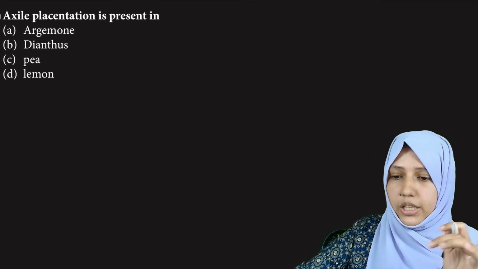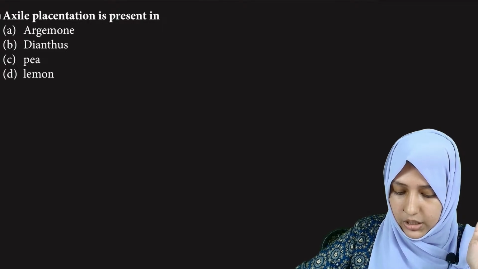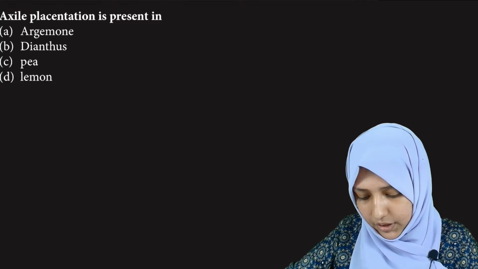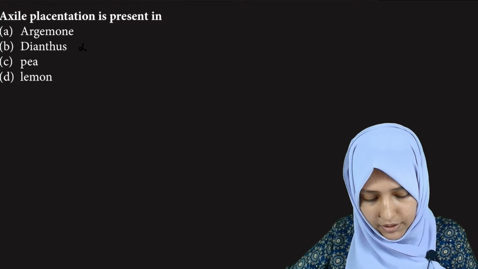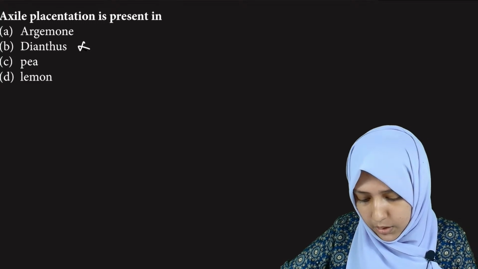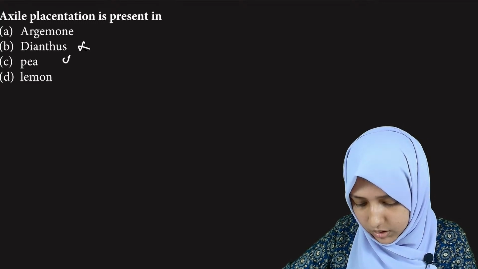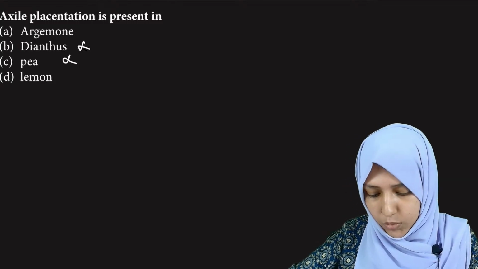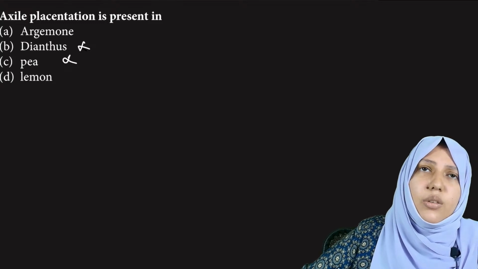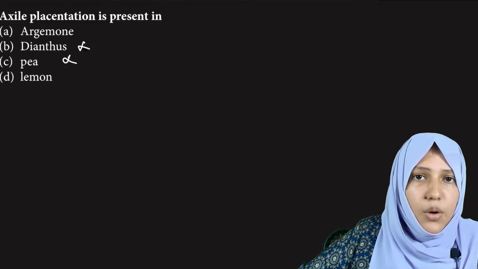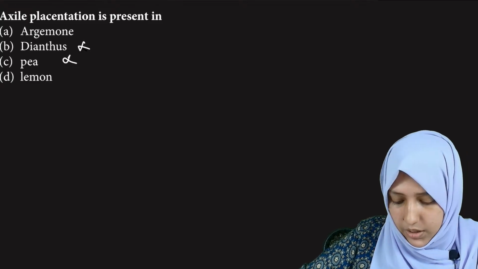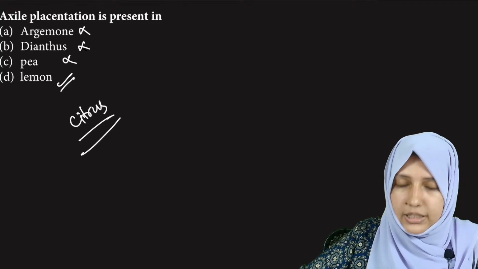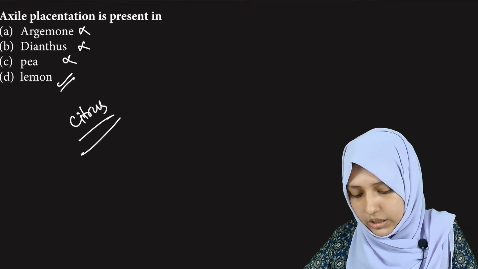Now the axial placentation. Axial placentation is present in, as we know, Dianthus is having free central. So it is wrong. Then P is again not having axial placentation. Argemone is having, we have discussed that false septum, right? False septum is present in parietal placentation. Okay, so that is also wrong. Lemon or citrus is having axial placentation. Clear? So option D is the right answer.